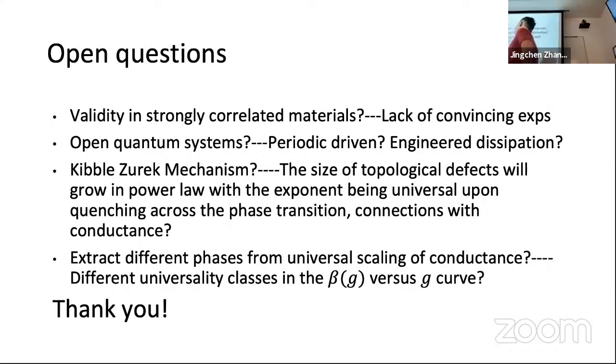So the last question is, can we extract some universal properties from the universality classes that participate in the conductance? Say, can we draw a more complicated diagram of beta function versus G? And can we have some Wilson-Fisher fixed points or some other interesting RG phenomena in the diagram of our conductance? Yeah, all these questions are under research. All right, I think that's all the material I want to cover today. I'm open to any questions right now.